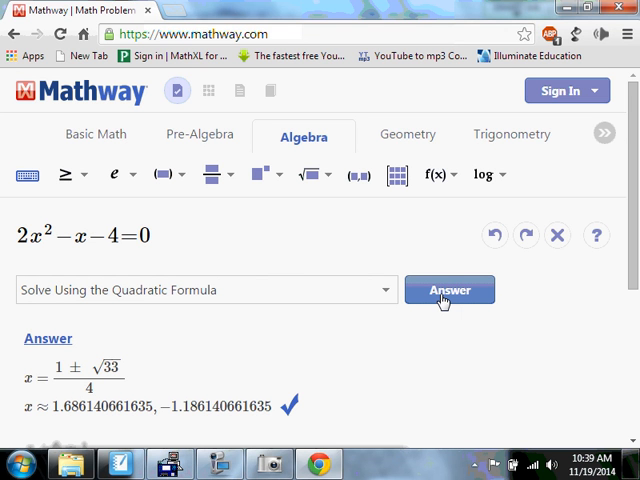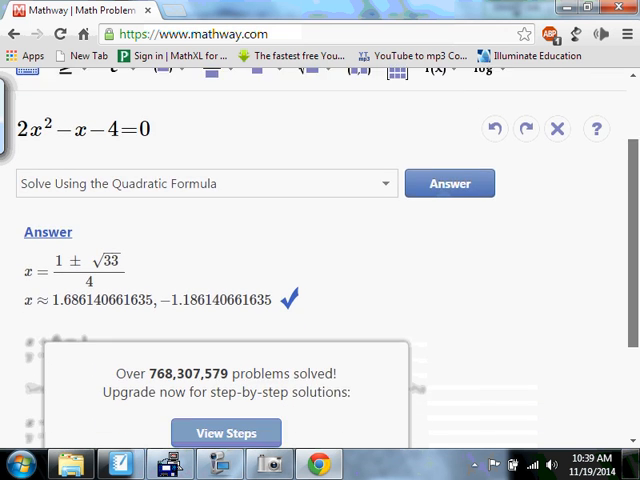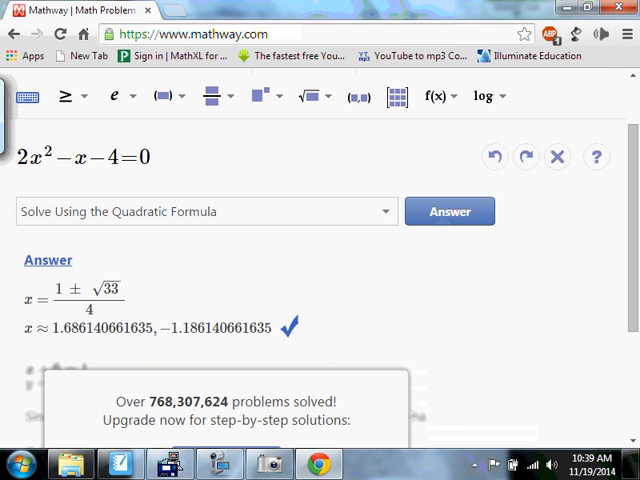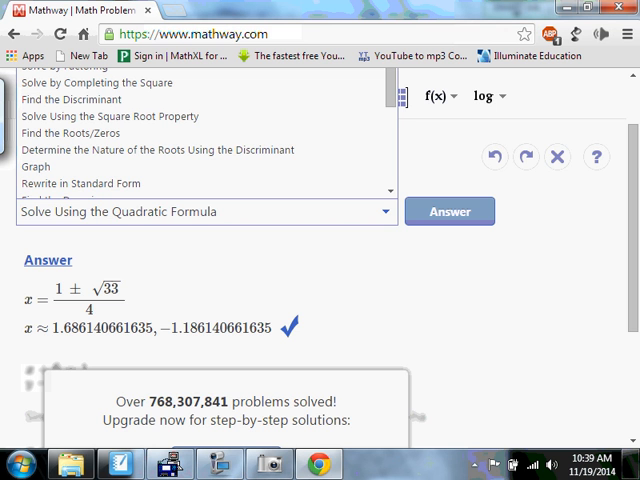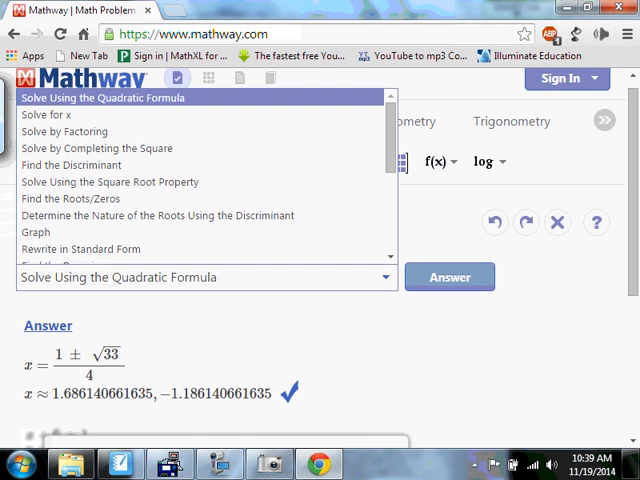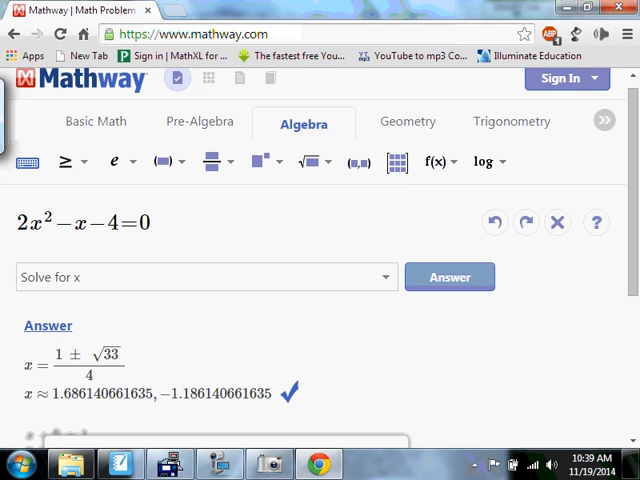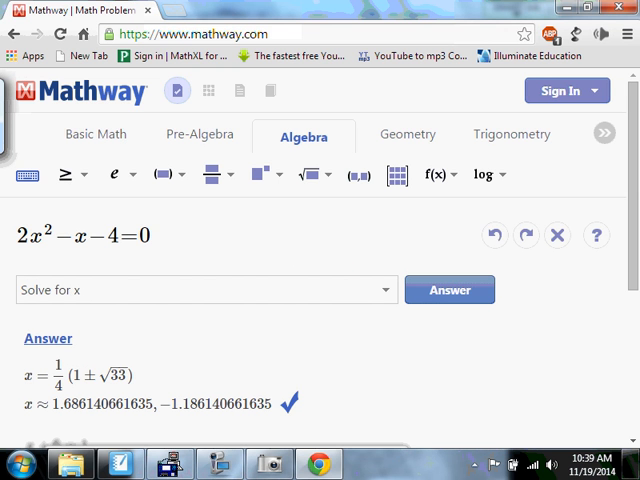Whoa. You know what this actually did? This actually did put it in the right format and everything. Last time I tried it, it didn't work like that. Maybe I don't want to tell it to solve using the quadratic formula. Maybe I just want it to solve for x. Do you see how the answer looks a little different?